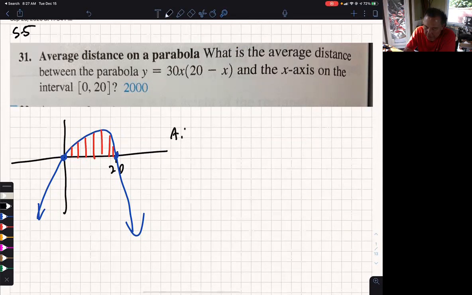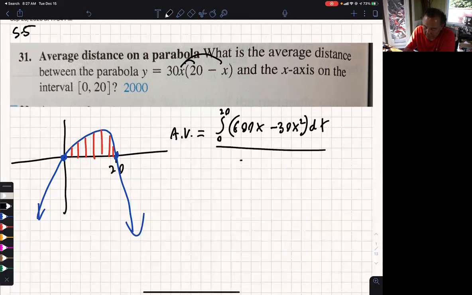So for the average value, you integrate the function from 0 to 20. I'm going to distribute this, so I'm going to get 600x minus 30x squared. And then I divide by the width, 20 minus a, 20 minus 0. That is how you take the average value of any function: you integrate it and divide by the width. And as you saw from the video, hopefully that makes sense.